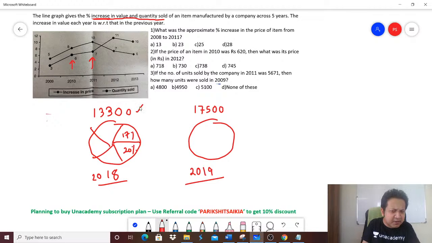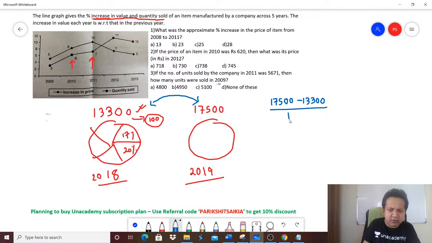So don't take these numbers. You convert this number to 100. You take this number as 100, and just find out what is the percentage change. I mean to say, from here to here, what is the relation? And you know how to find out the percentage change. How do you find out? 17,500 final value minus initial value divided by initial. Right? Final value minus initial value divided by initial value is the percentage change.